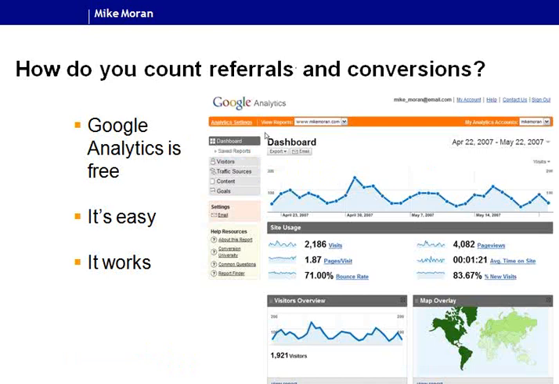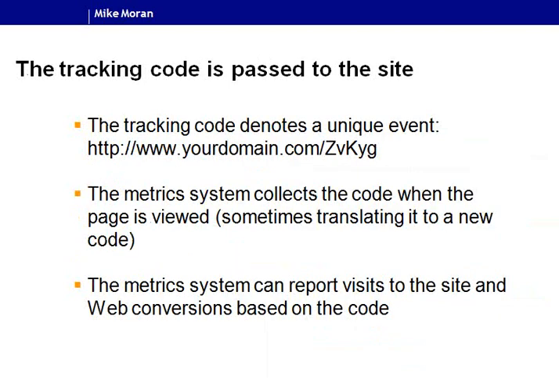So then what happens is you have to think about how you're going to count all of these referrals and the conversions. If you do not have an analytics system, then put in Google Analytics on your website. If you do have one, then your analytics system is going to work just fine. Your web metric system, whether it's WebTrends, whether it's CoreMetrics, doesn't matter what it is. They're all Omniture. They're all sorts of metric systems. All of them can accept these tracking codes, because the tracking code comes in, and it denotes a unique event.